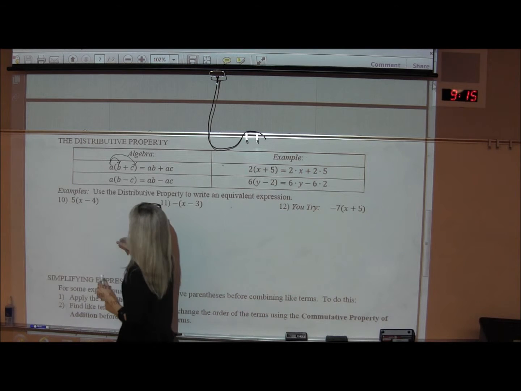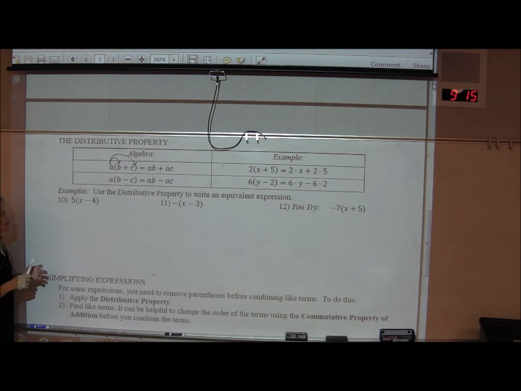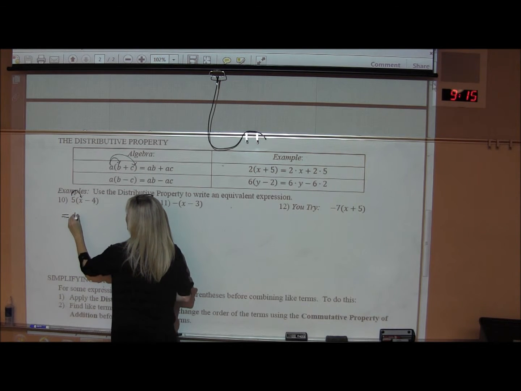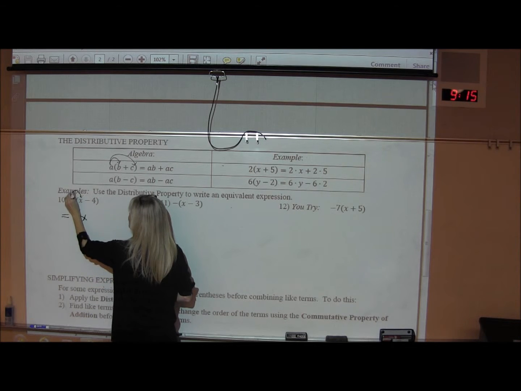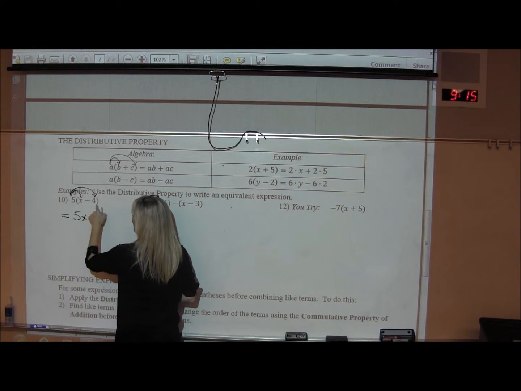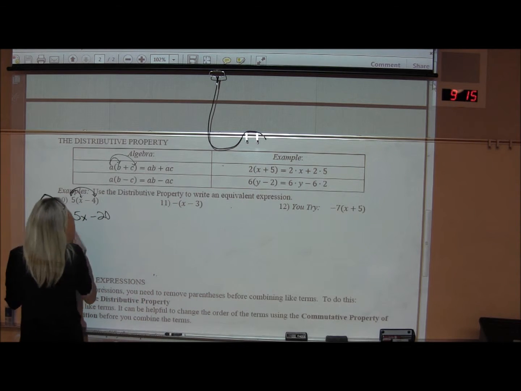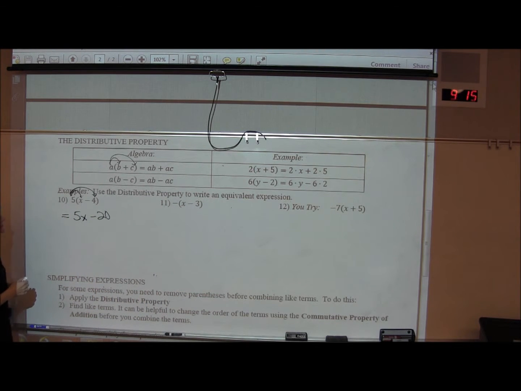Okay. So let's try this. Use the distributive property to write an equivalent expression. So this would be the same as, now remember I'm multiplying 5 by x, and then I'm multiplying 5 by negative 4, which is negative 20. Okay, so I end up with my subtraction sign.